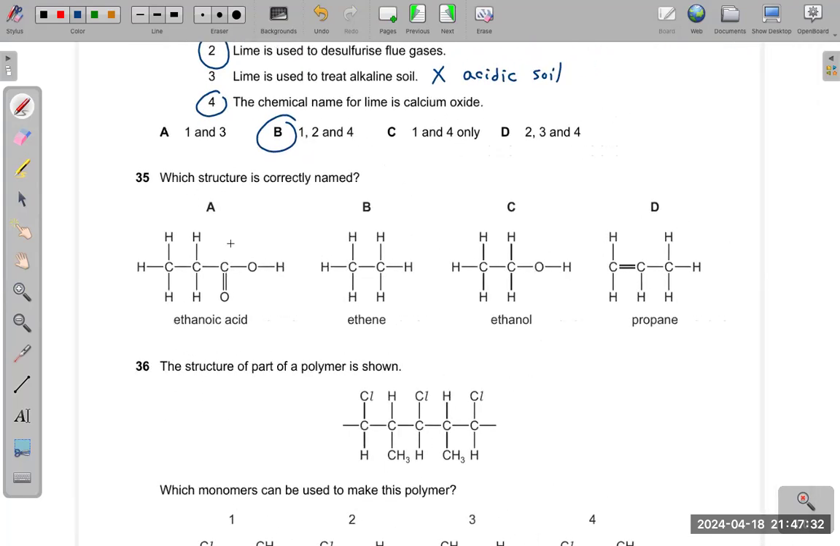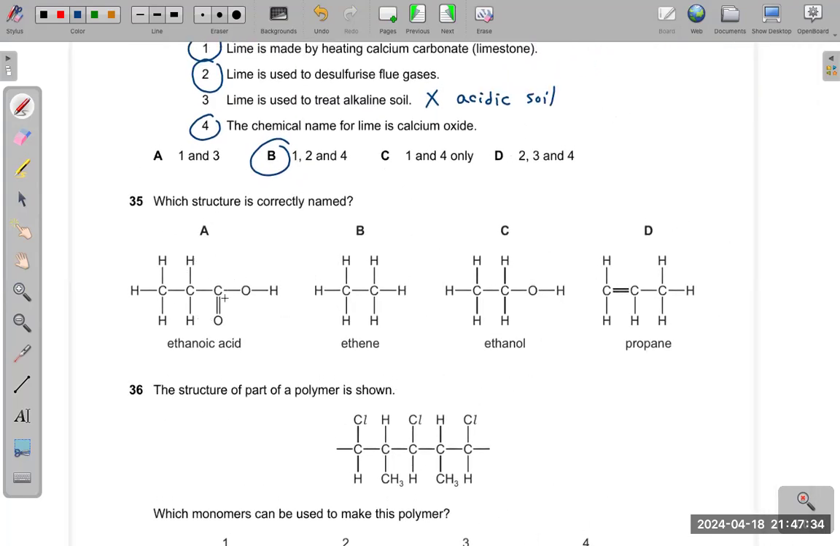طيب, is this an ethanoic acid يا مريم? Is this correctly named? Is this ethanoic acid? 1 2 3, كده يبقى ethanoic ولا propanoic؟ Propanoic. So this is wrong.